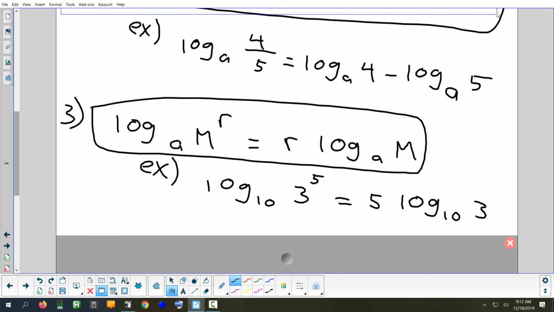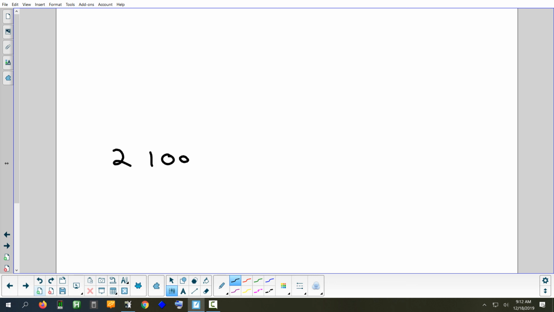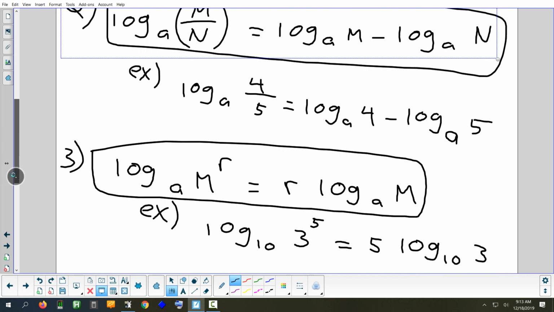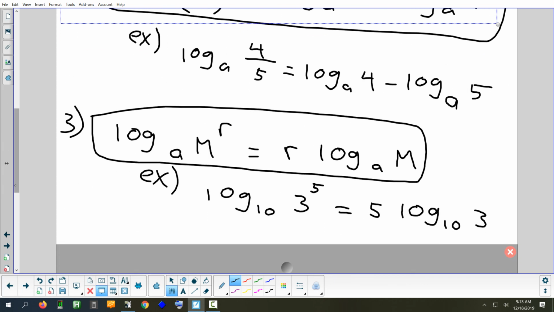What if there's already something in front of the log? So if you already had something in front of the log, like 2 log x cubed, you would have something else in front, like that. That's gone. You'd have that 6 log x. And there's another example with numbers. Log base 10 of 3 to the 5th. You can just take the 5, throw it in front.